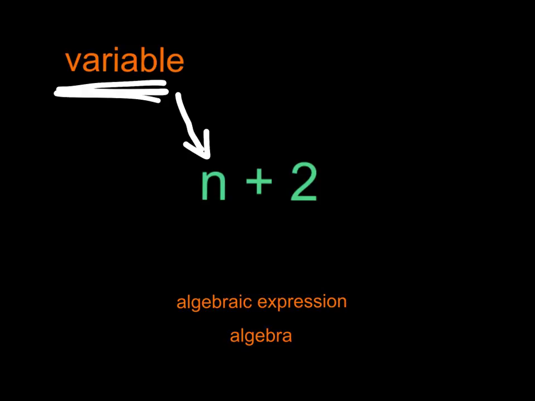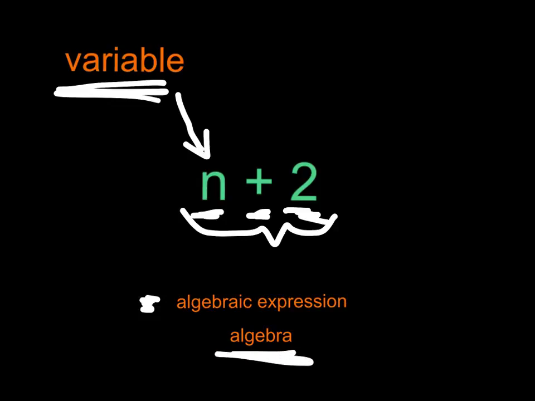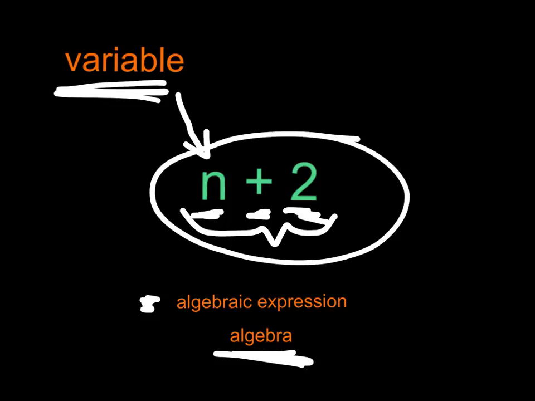Another term that I want to go over is algebraic expression. This is an example of an algebraic expression. In an algebraic expression, we have a variable, and we have a number, and we have some operation that we're going to do. In this case, it's adding. It could be subtracting, dividing, multiplying, any of those. When you have that, it's an algebraic expression. And this is called algebra. So when we have math that includes algebraic expressions, that's algebra.